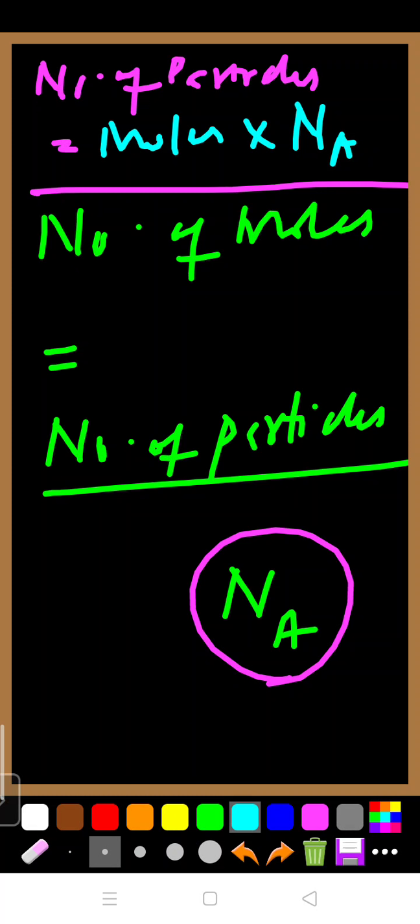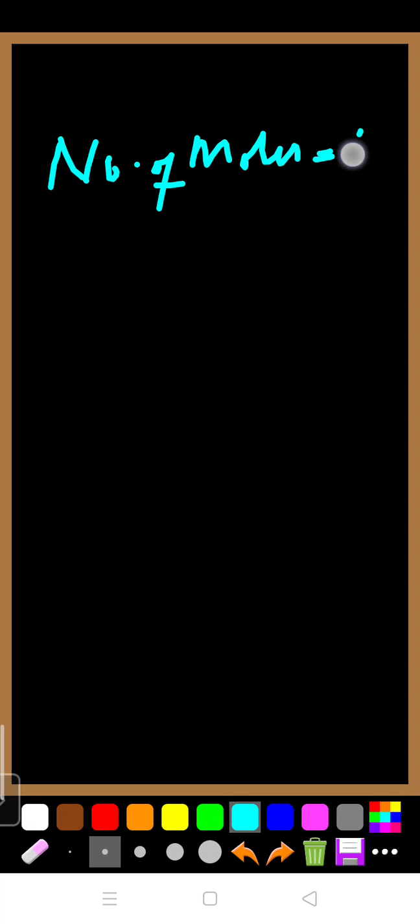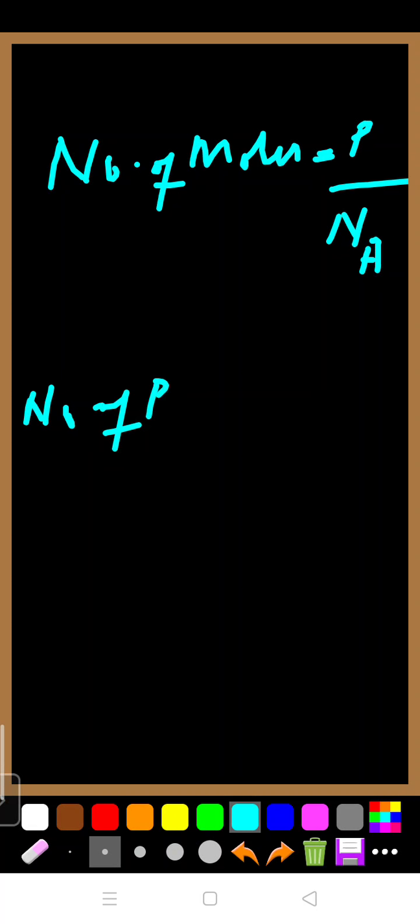Okay, so there are two formulas: number of moles will be particles upon Na, or number of particles will be equal to moles into Na. I hope it is clear. एक बार फिर लिख देती हूँ. Number of moles is equal to particles upon Na, and number of particles is equal to number of moles into Na. तो एक जगह मल्टीप्लाई हो रहा है और अगली जगह डिवाइड हो रहा है. That is definitely the reciprocal formula for calculation of moles and for the calculation of particles. Got it?